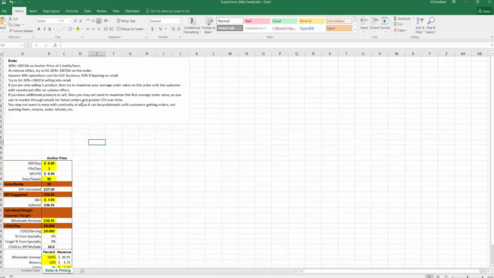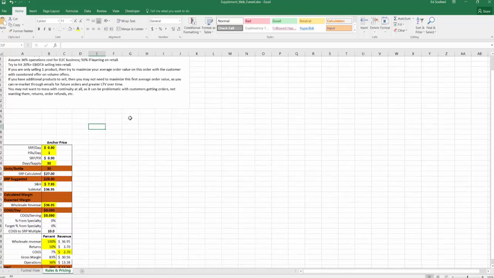Now, continuity, you may not want to mess with that at all. I've had kind of a lot of bad luck with continuity because customers get orders, they don't want them, they want to return them, you got refunds, you got customer service issues, disgruntled customers. So be real careful of continuity, but it could work well, but it also could be a disaster. So I think it's kind of both extremes from my perspective. Okay, so those are some general rules.